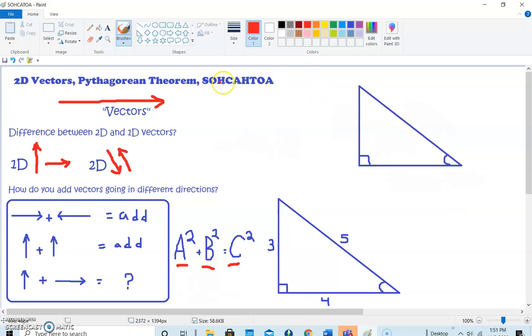But first, we're going to learn about SOHCAHTOA. One helpful way I've learned how to write SOHCAHTOA is like this. SOHCAHTOA. And this is going to help you remember how to solve for SOHCAHTOA. So this stands for sine, cosine, and tan.